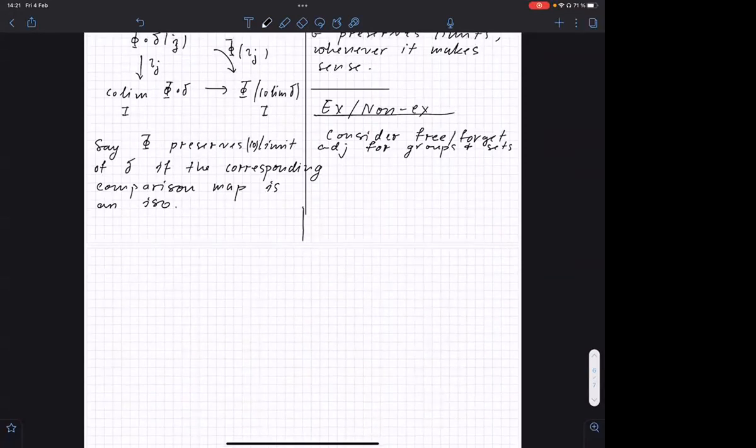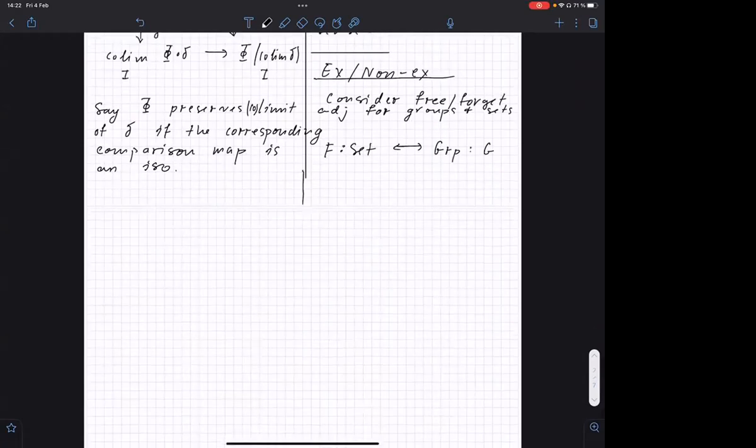This looks like a set. I can make it into a free group. Or I could take a group and forget that it's a group and just remember it's a set. So then in particular, F is a left adjoint, it should preserve colimits. In particular, it should preserve coproducts.